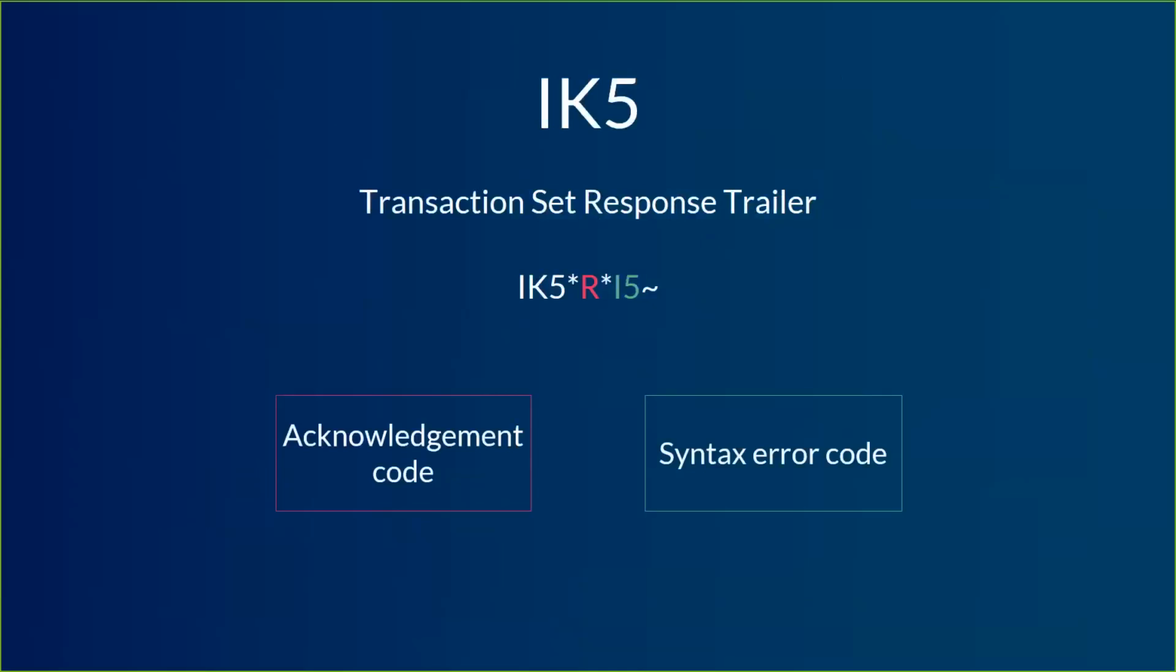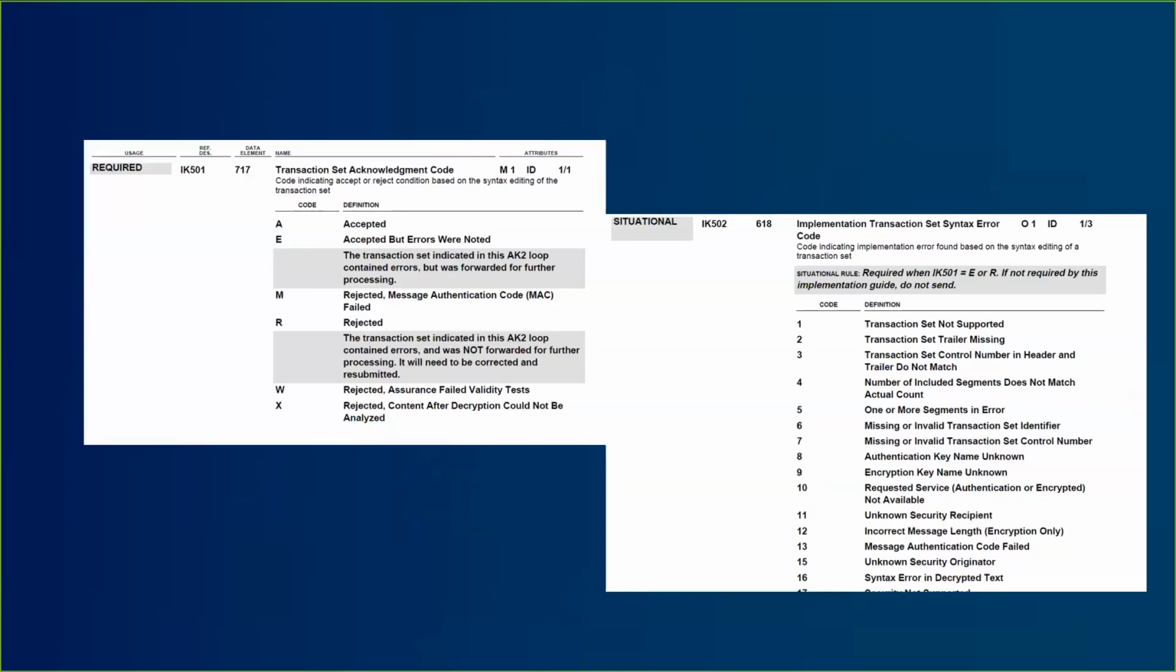In fact, let me show you a screenshot. These are the two positions that we just saw on the previous screen. On the left is the IK501 with the acknowledgement code, and if you look in there, I don't know if you can see it, but we've got A for accepted, E for accepted but errors were noted. There's an R for rejected in there. There's also an M, a W, and an X, but those are less commonly used. So I would focus mainly on the A, the E, and the R.